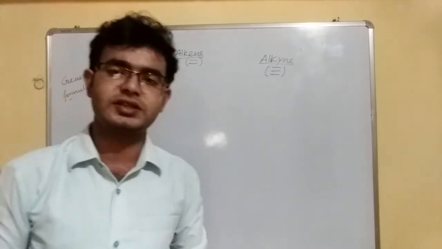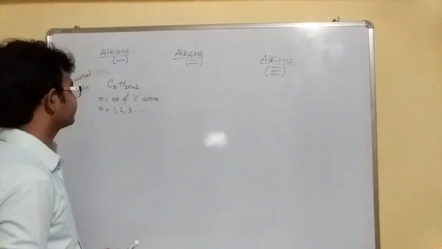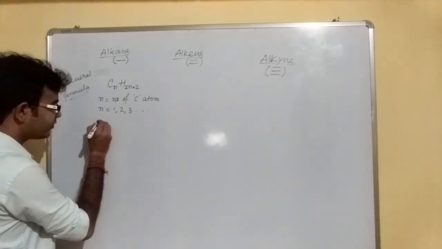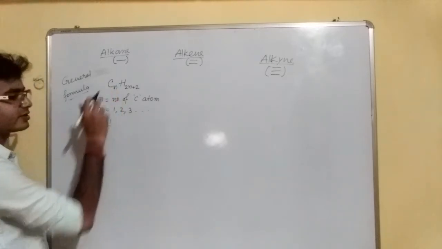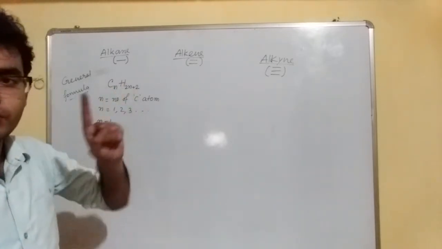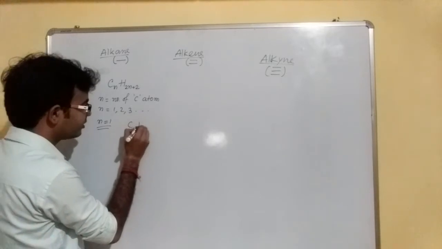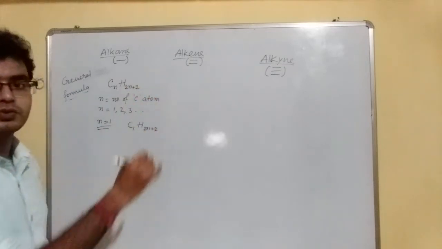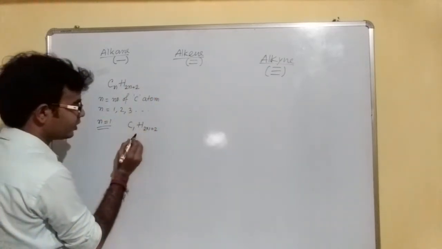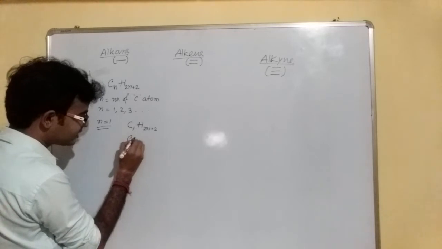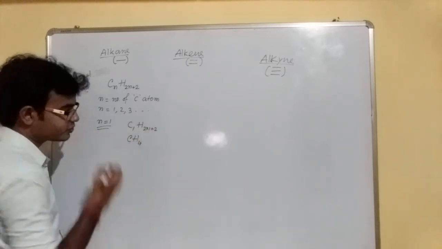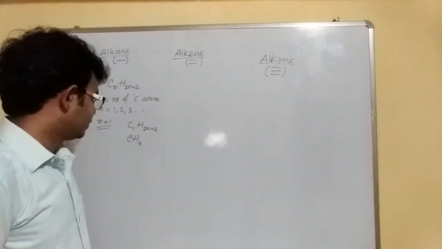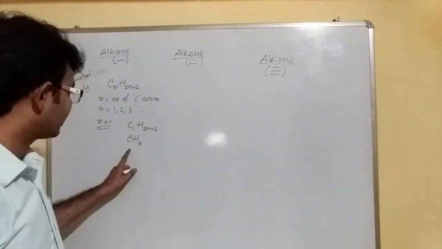1, 2, 3, 4, ऐसे करके हो सकता है, कुछ भी हो सकता है. ठीक है, समझ में आया? अब देखो, if we put the value of n as 1 in this, अगर इसमें n की जगह पे 1 पुट करें तो क्या आएगा? C1H(2 into 1 plus 2). नीचे वाला नंबर ऑफ हाइड्रोजन 2n plus 2, तो क्या हो जाएगा? CH4, 2 आंसर 2 plus 2, 4, CH4. समझ में आया? ये होगा alkane.